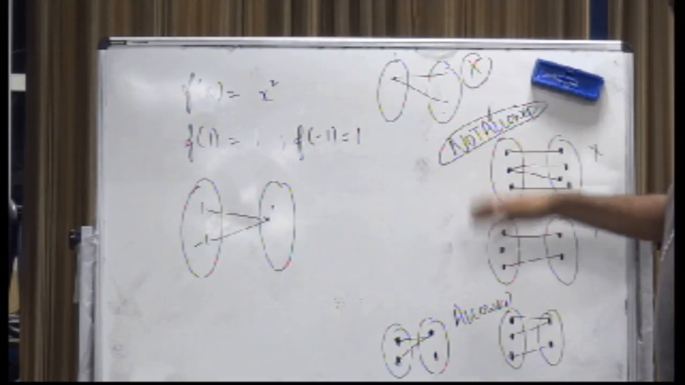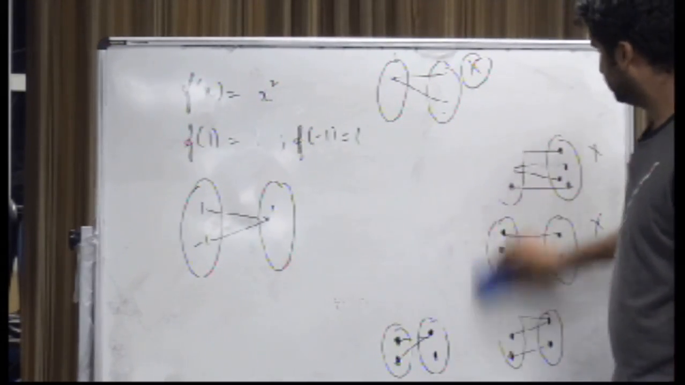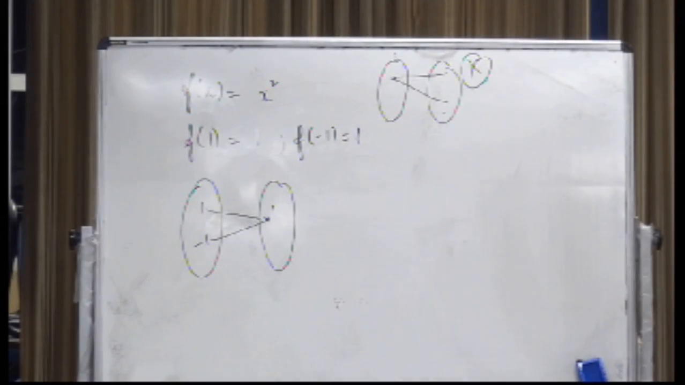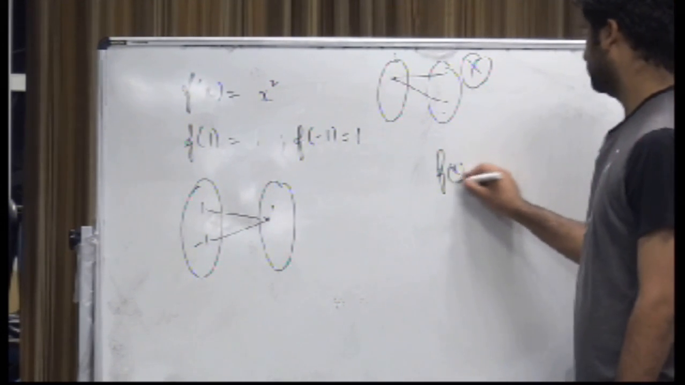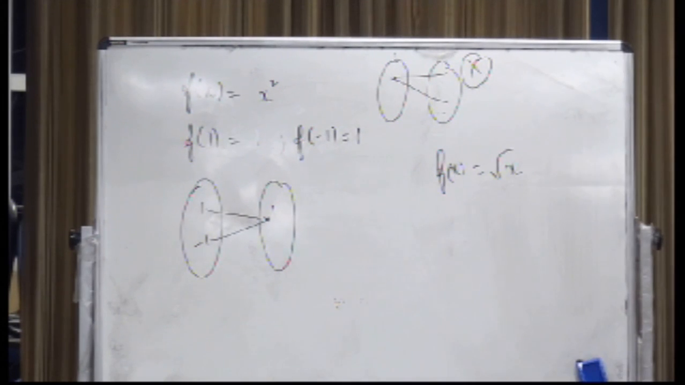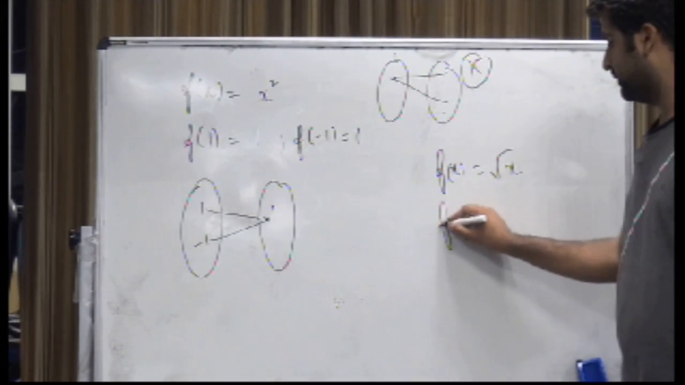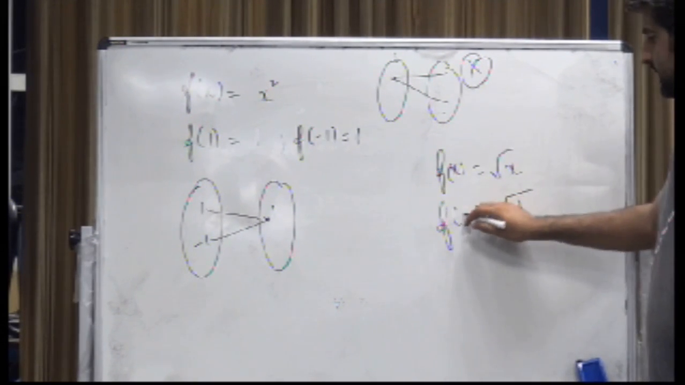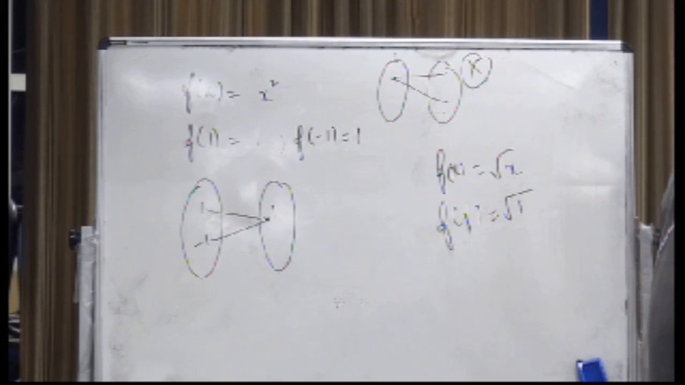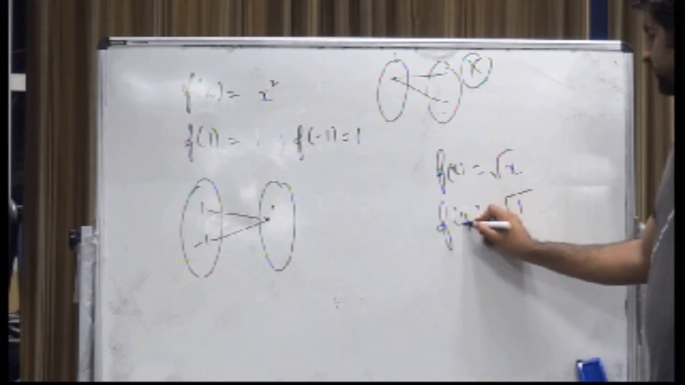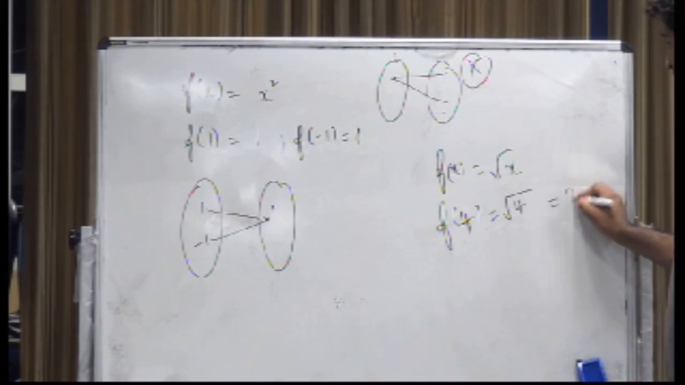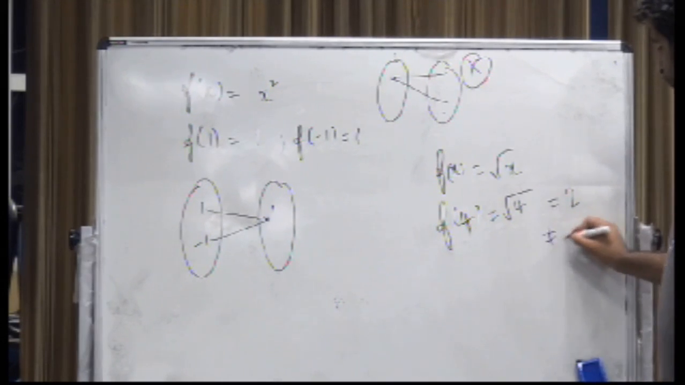Have you made this? Okay, what about this one? Fx is equal to root x. What if you put the value 1? Will you get two answers? Do you get plus minus 1? Or let's suppose you put the value 4. You just get 2. You do not get minus 2.